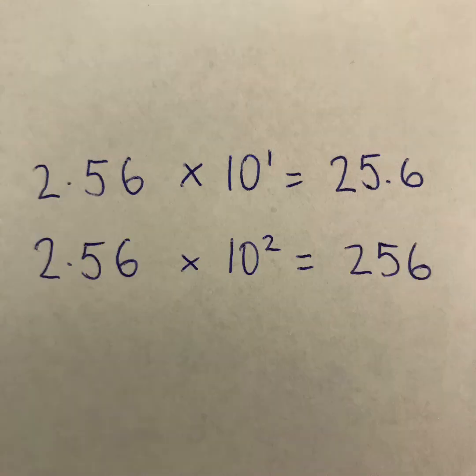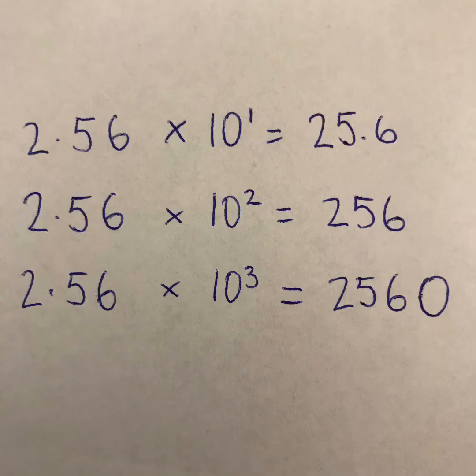If we multiply 2.56 by 10 squared, or 10 to the power of 2, we need to move the decimal point 2 places to the right, which means we actually get rid of the decimal point. So 2.56 times 10 to the power of 2 is 256. 2.56 times 10 to the power of 3, we need to move the decimal point 3 places to the right. So we don't actually have a decimal point, so we have to add a 0 onto the end. 2.56 times 10 to the power of 3 equals 2,560.